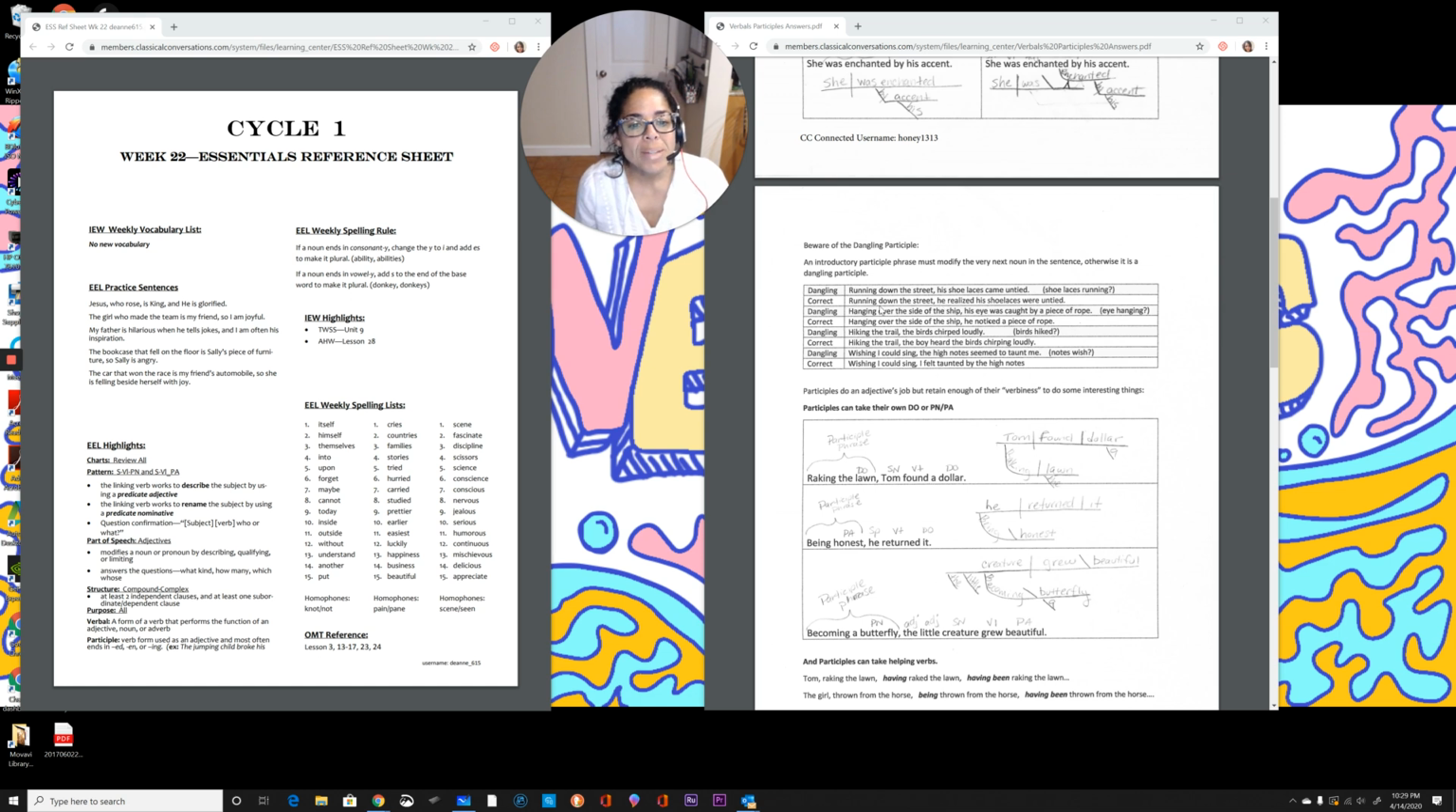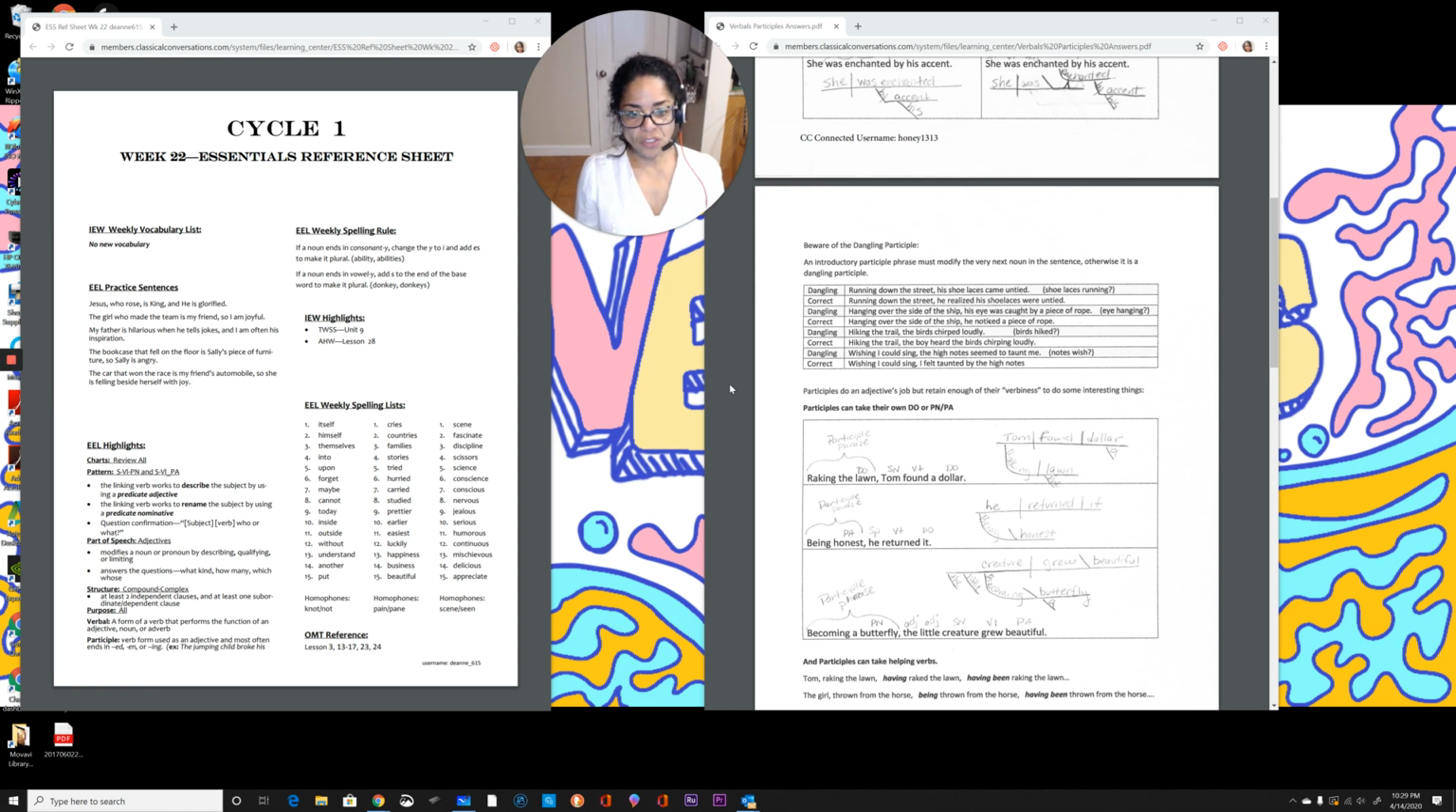Okay. Hanging over the side of the ship, his eye was caught by a piece of rope. Was his eye hanging? No. But correct is: hanging over the side of the ship, he noticed a piece of rope. Who's hanging over the side of the ship? He. Is this making sense? So if you go through the dangling versus correct, you'll understand which sentences are written correctly, okay? These are really easy mistakes that we can always make in our grammar. Let's go to her next little lesson here.